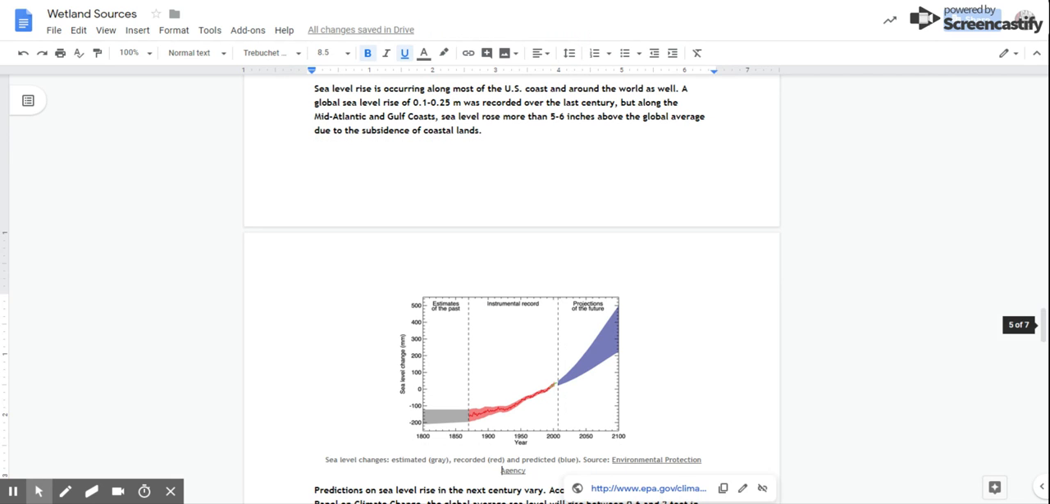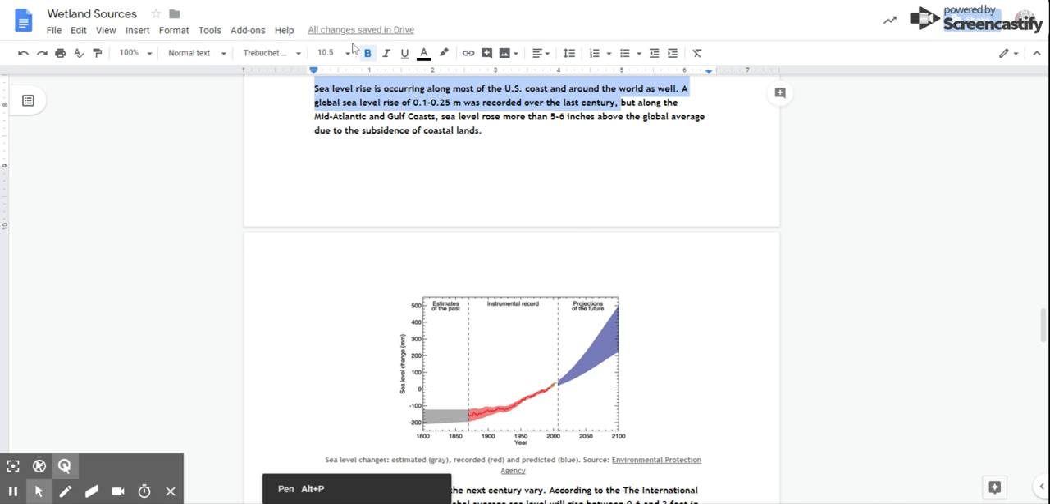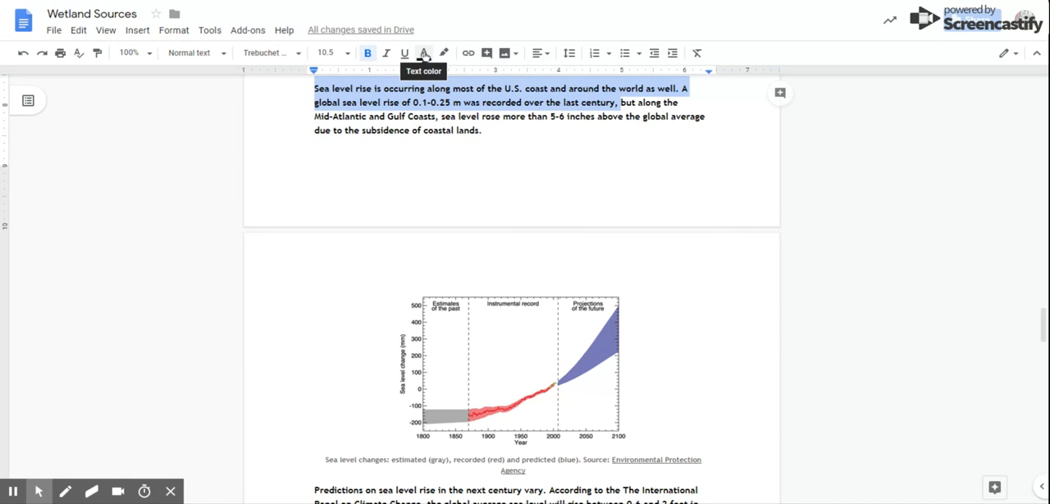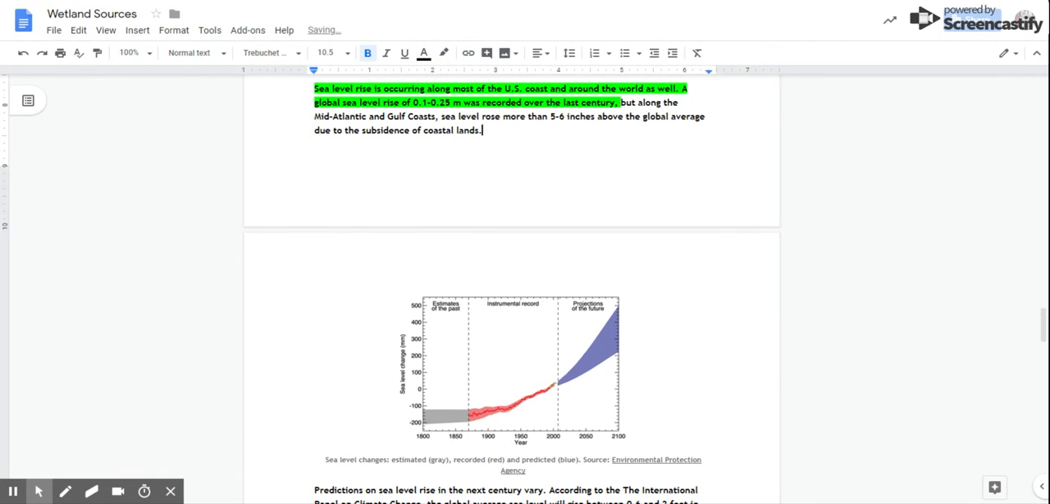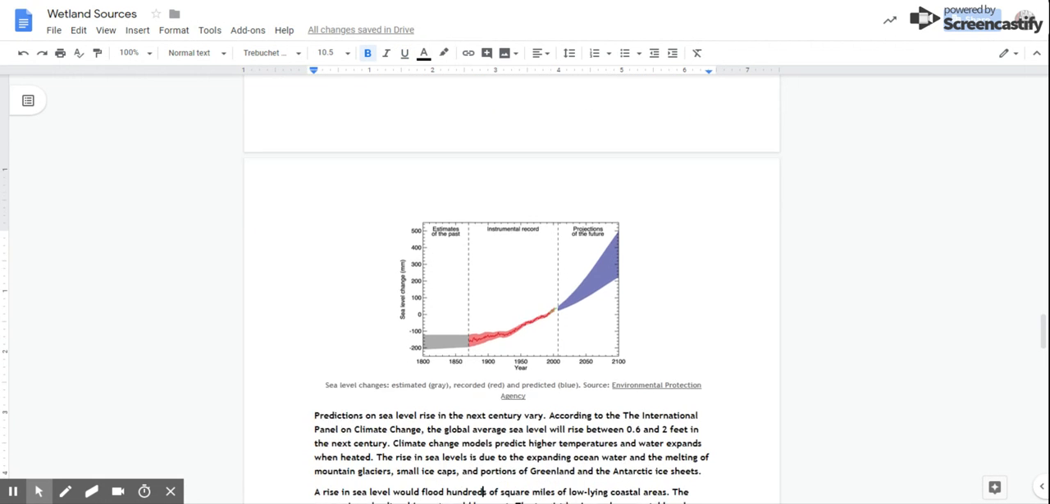Next cause, we have rising sea levels. I think that's pretty self-explanatory. The sea levels have risen in record numbers in the last century. It's of dire importance, and a lot of people attribute that to the polar ice caps melting. But that is a natural process in itself. But it is still a major cause of coastal erosion.